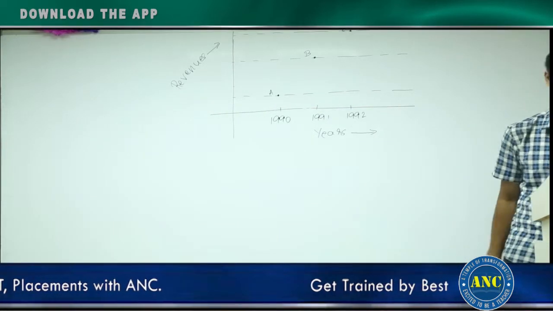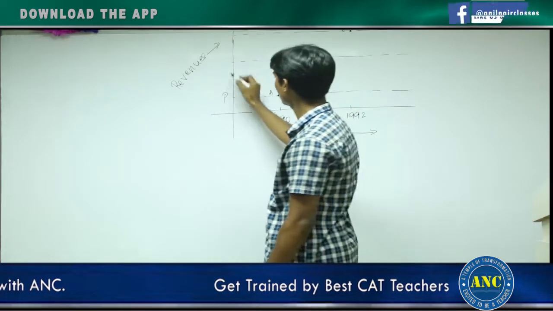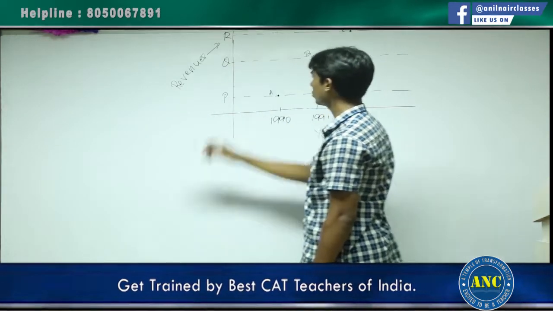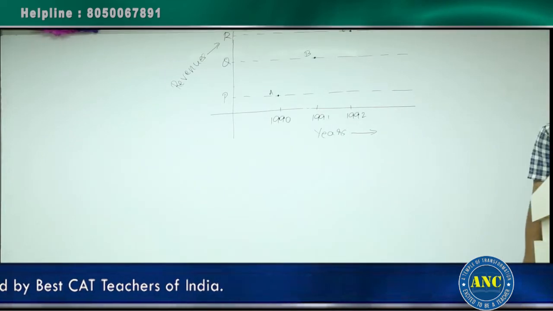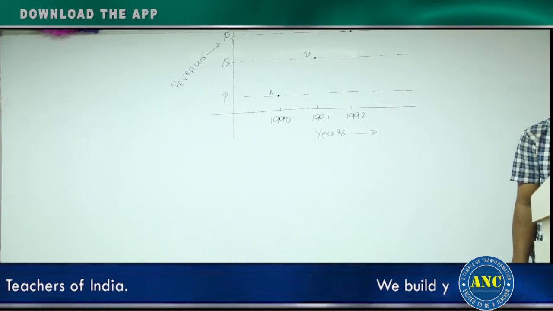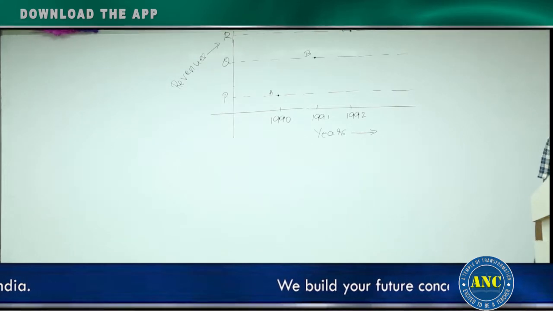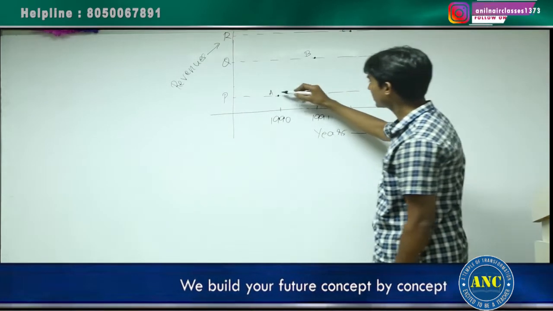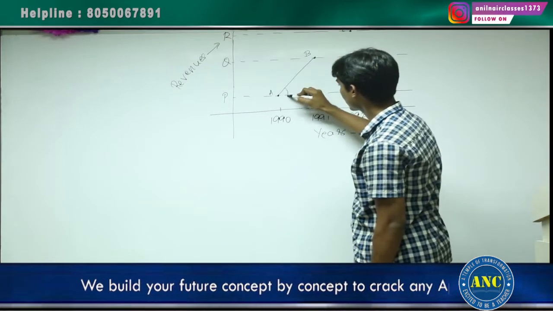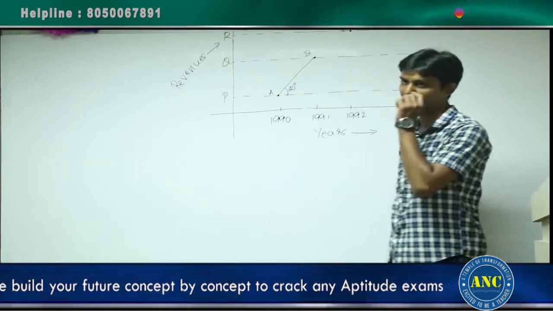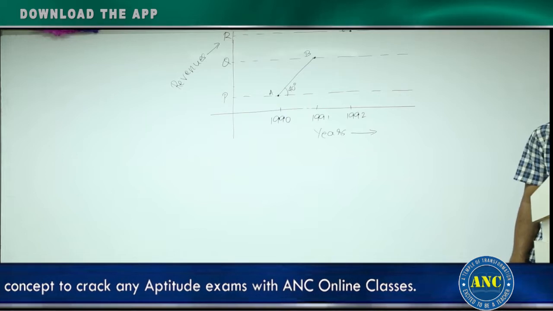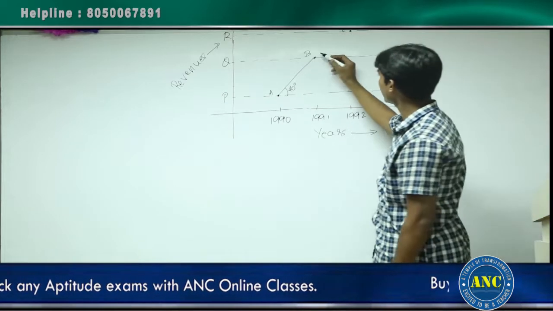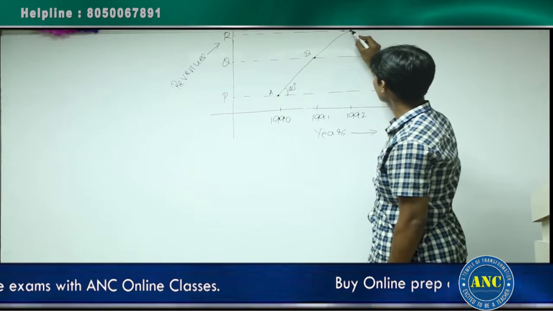Now read your first statement. If you want, you can name these points if you are confused, PQR, whatever you want. Now read the first statement alone. The angle between A and B and x-axis when measured with a protractor is 40 degrees. And the angle between C and B and x-axis is 80 degrees.